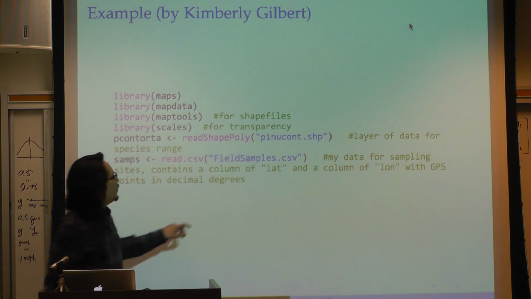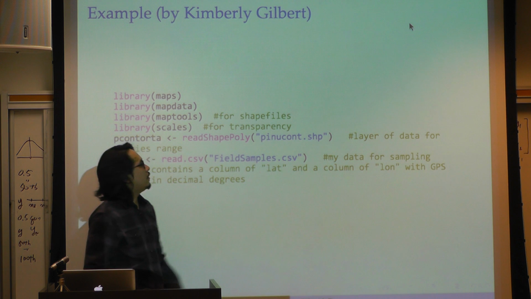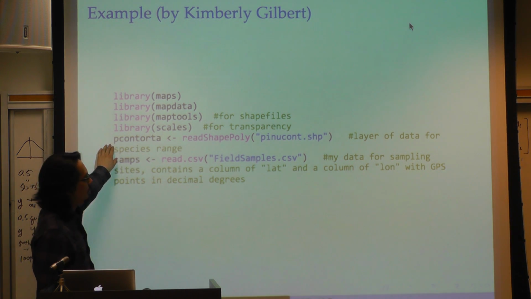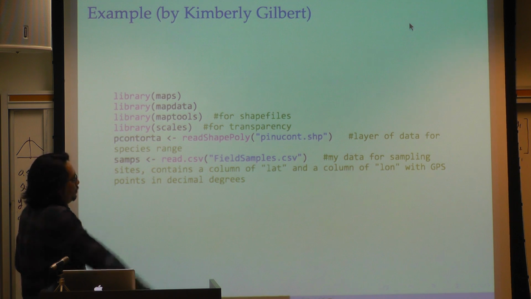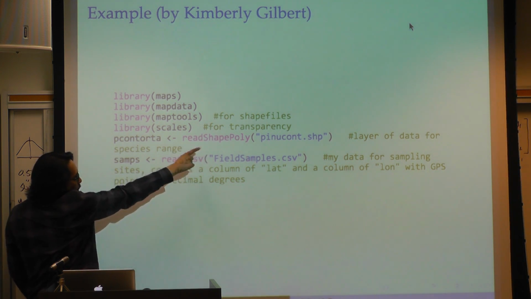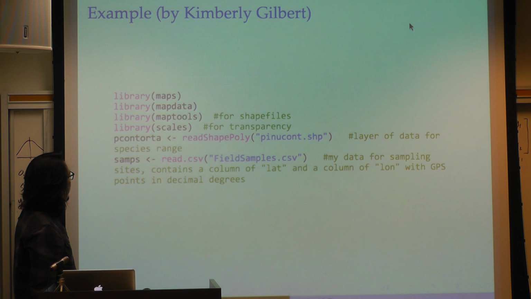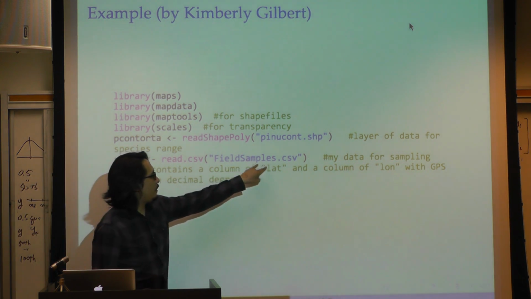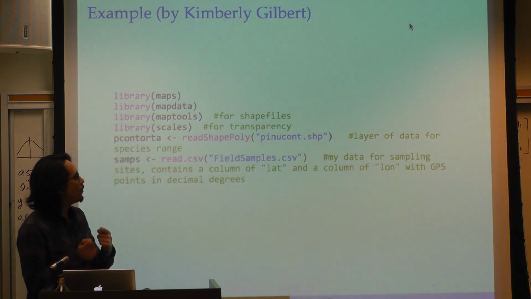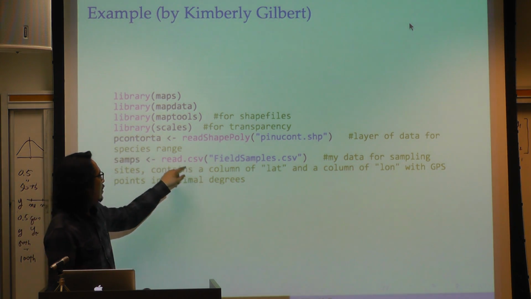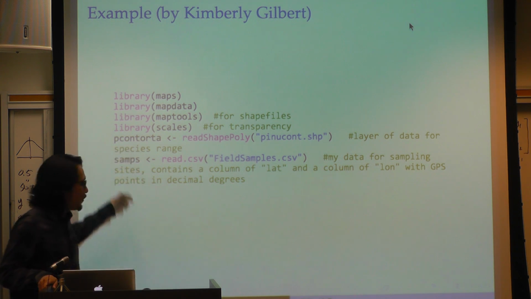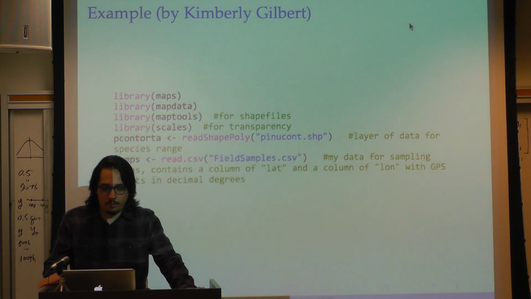So, for example, they are using the pine count shapefile, and they are storing that in this object. So you just use this function to read that shapefile, and then to read the fieldwork samples, which are GPS coordinates, you just use the read function, specifying that it's a CSV file, and create the object for the sampling units.